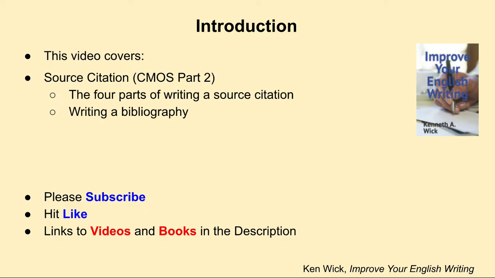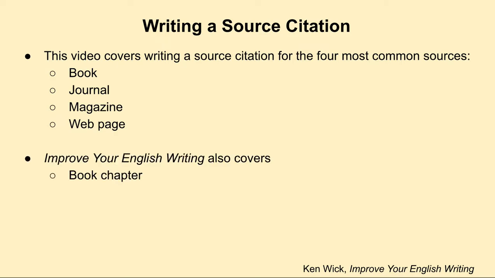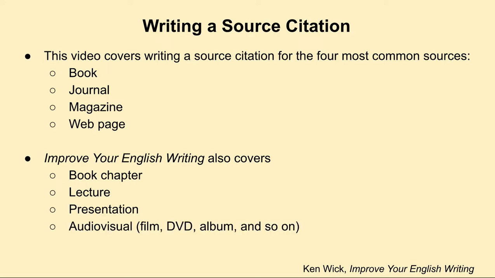So let's talk about the 4 parts of a source citation. This video is only going to cover source citation for the 4 most common types of sources. That is a book, a journal, a magazine, and a web page. The book also covers a book chapter, a lecture, presentation, and audiovisual sources like a film, DVD, album, and so on. But this video is going to cover the 4 most common ones: book, journal, magazine, and web page.